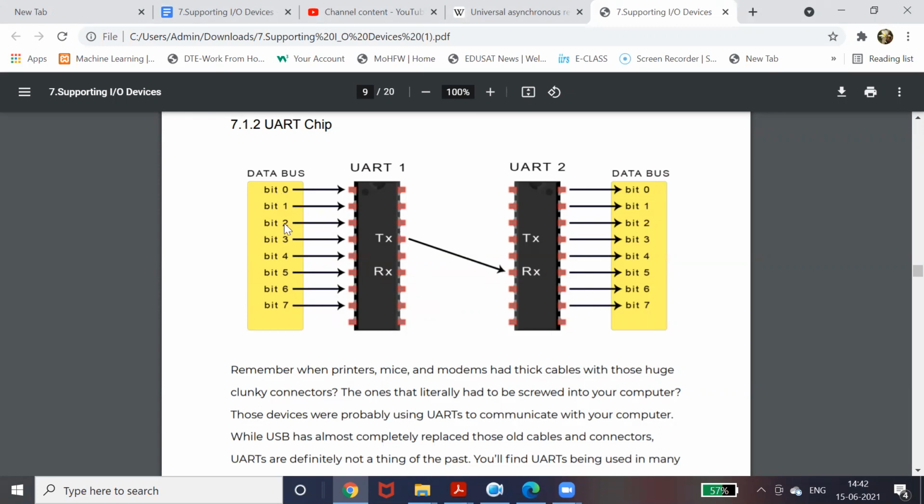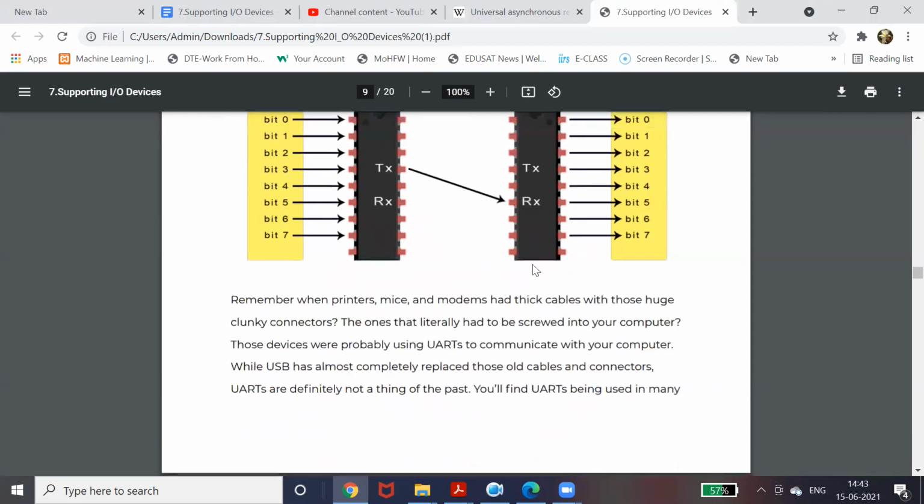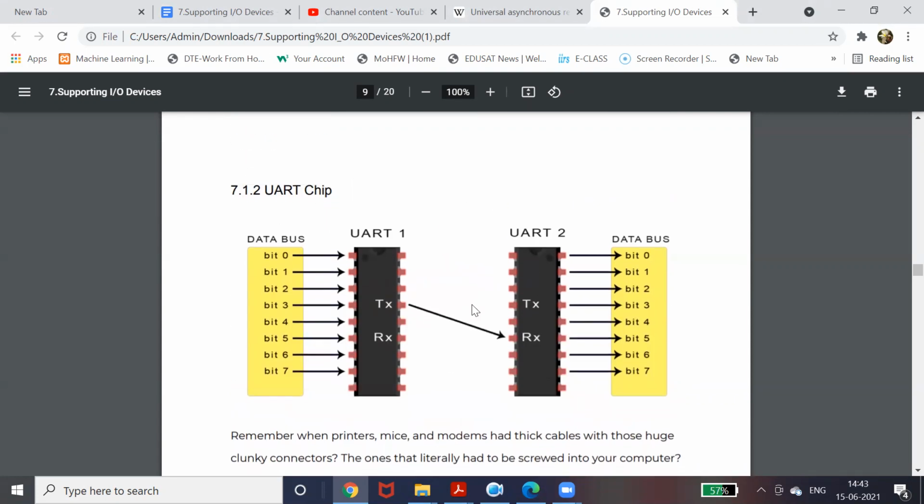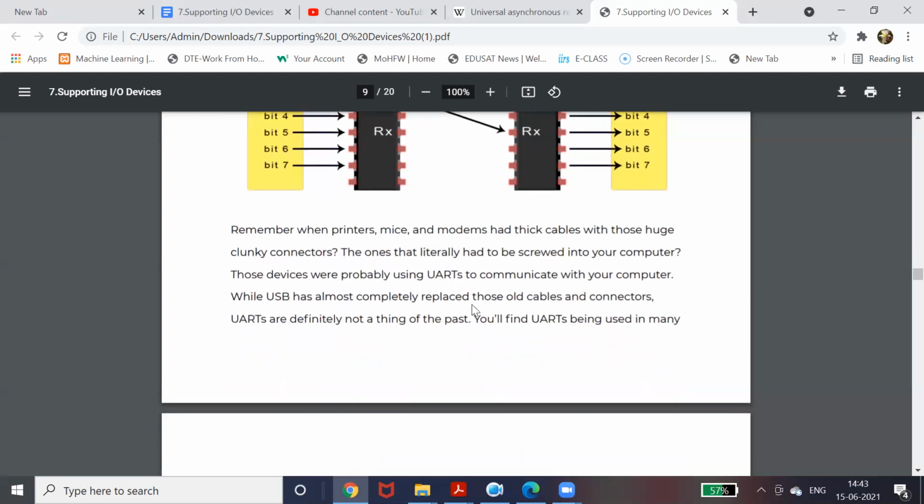For example, these are the bits we want to transfer. Then bit 0 will be transferred first, then bit 1, then bit 2, and so on. So one by one, the bits get transferred to the receiver side, and the receiver also has the capacity to receive this data serially. So UART supports this serial type of transmission.